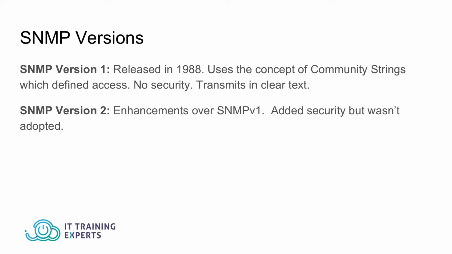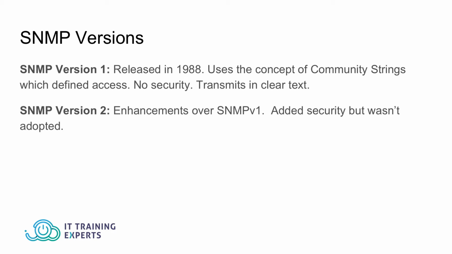Next is SNMP version 2. It offered some enhancements over SNMP version 1, and added some new functionality as well. One of the things added was security, but it wasn't widely adopted. In fact, there was a lot of pushback from the industry about the security side of it.